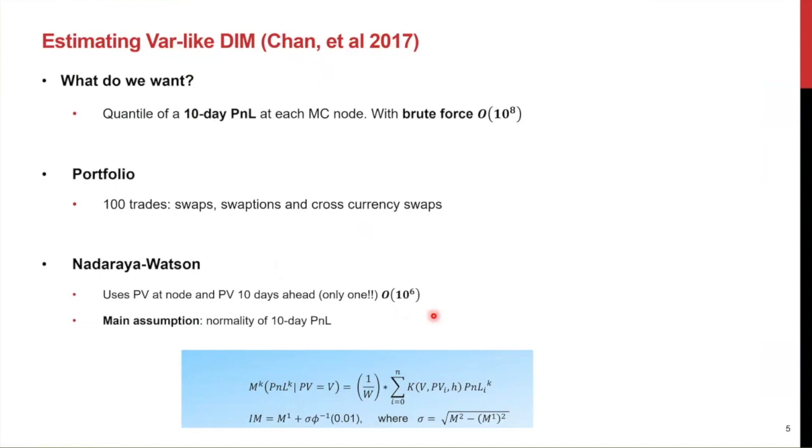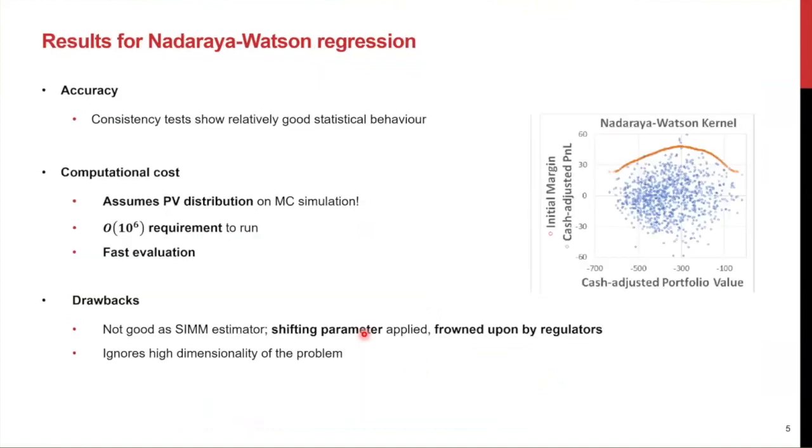Otherwise, you need to produce it, which is, I would say, one of the downsides. One of the main assumptions they need to make is that the distribution of P&Ls is normal. Once you make that assumption, then these formulas below, I'm not going to go into them, give you how to compute initial margin. In fact, they tell you how to compute any quantile for the P&L distribution. But of course, this assumption, the fact that you've got normality of the P&L distribution, is, I would say, somewhat of a strong assumption. And of course, it comes at a cost, right? Let's see the results that they showed.